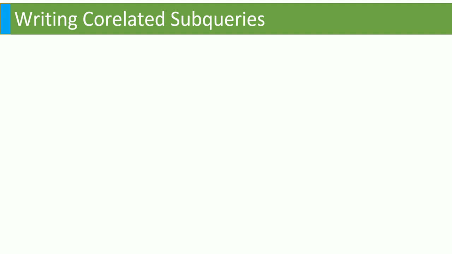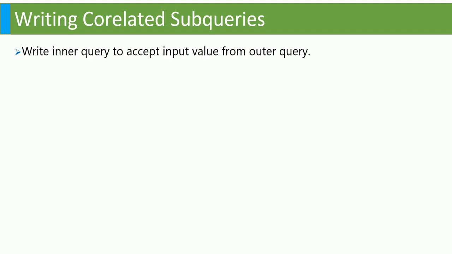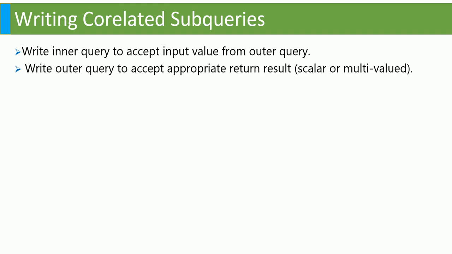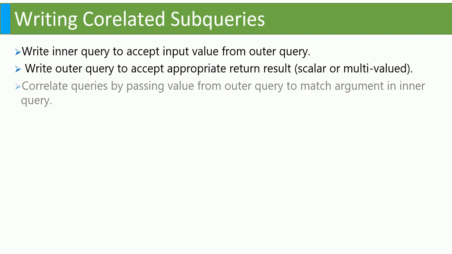Now, writing correlated subqueries. How can you write a correlated subquery? Write an inner query to accept an input value from the outer query, and write the outer query to accept the appropriate returned result. In correlated queries, you pass the value from the outer query to match the argument inside the inner query.